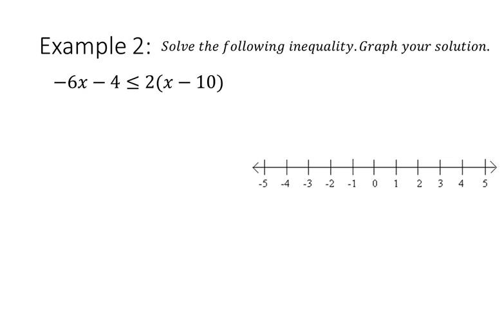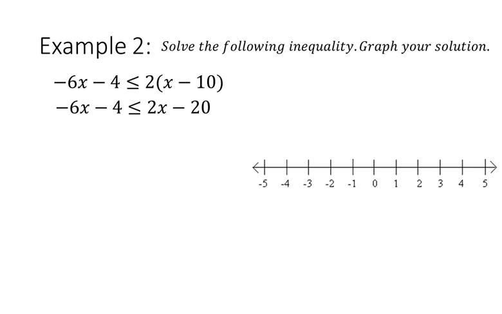Alright, let's solve the following inequality again and graph the solution. So we have negative 6x minus 4 is less than or equal to 2 times the quantity x minus 10. So the first thing we need to do is, on the right side, we must distribute the 2. So I'm just going to copy down the negative 6x minus 4, and then I'm going to distribute the 2. So 2 times x is 2x, and then 2 times negative 10 is negative 20. So that's what I'm going to have.